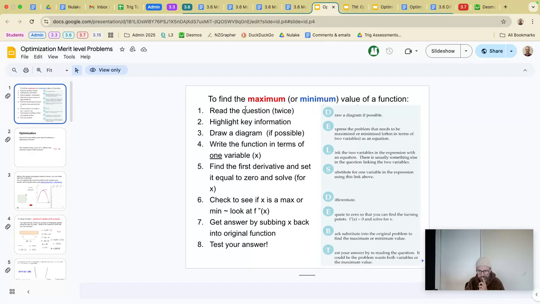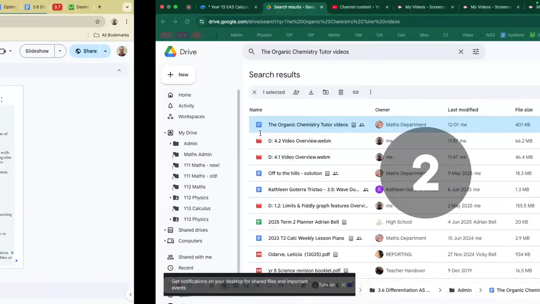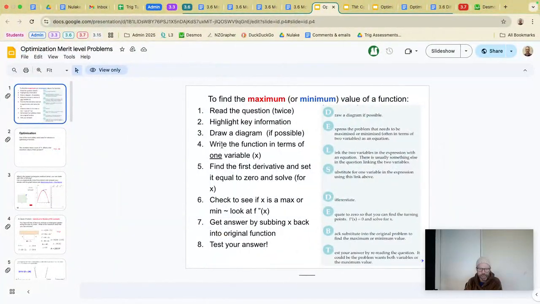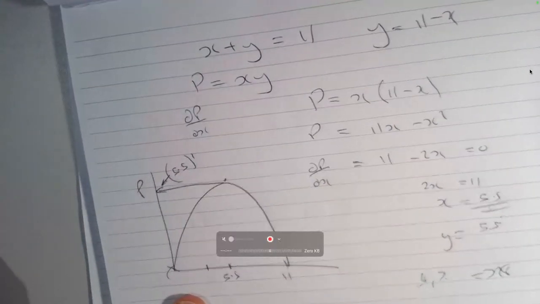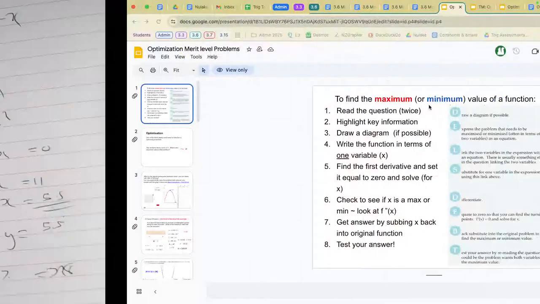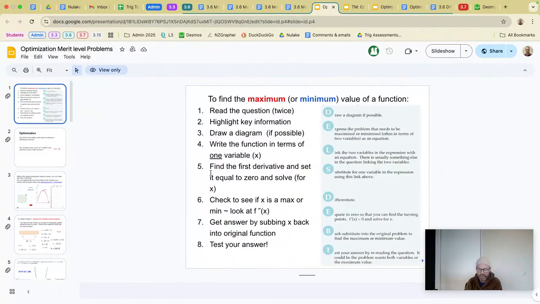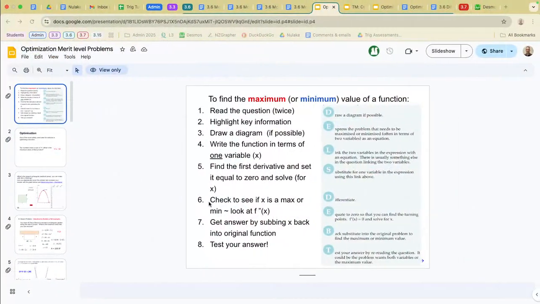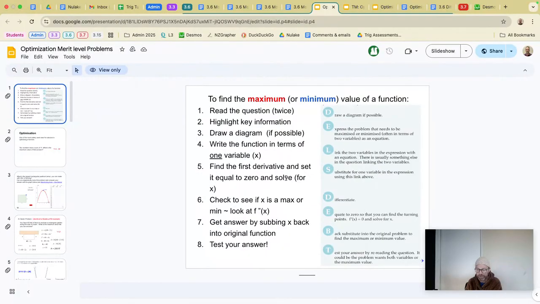Okay, so that was an example of literally what I just did there, believe it or not. I probably did read the question twice. Didn't highlight anything. Did I draw a diagram after the event? Yep. Did I write the function in terms of one variable? Yes. I eventually got a value for P for product equals x bracket 11 minus x. So I definitely did that one. And then did I differentiate? Yes. And then did I put it equal to 0 and solve for x? Did I check to see it was a maxima?